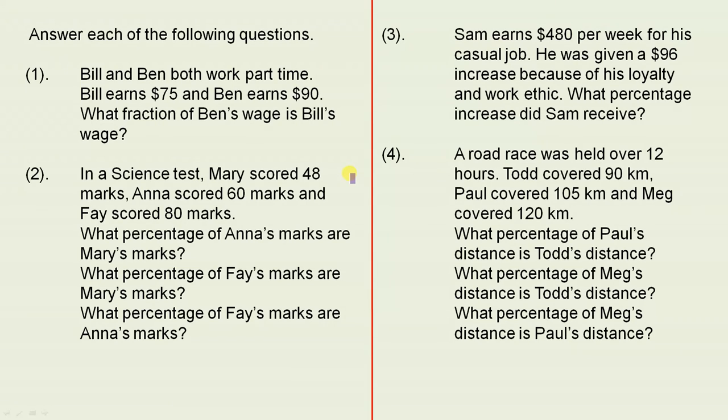And the last one. A road race was held over 12 hours. Todd covered 90 kilometres, Paul covered 105 kilometres, and Meg covered 120 kilometres. What percentage of Paul's distance is Todd's distance? What percentage of Meg's distance is Todd's distance? What percentage of Meg's distance is Paul's distance?